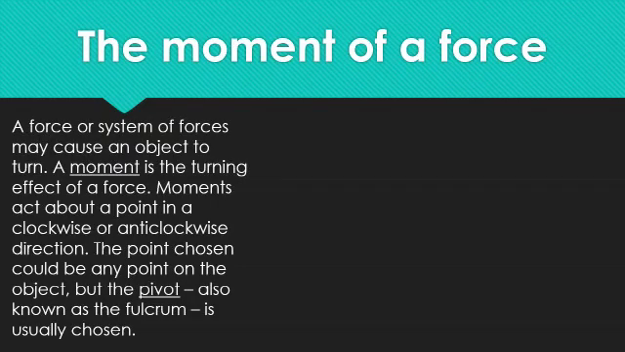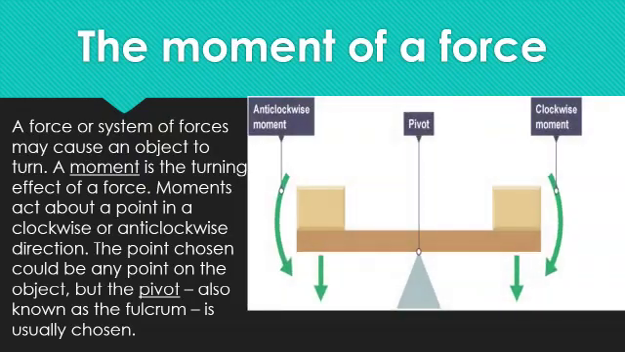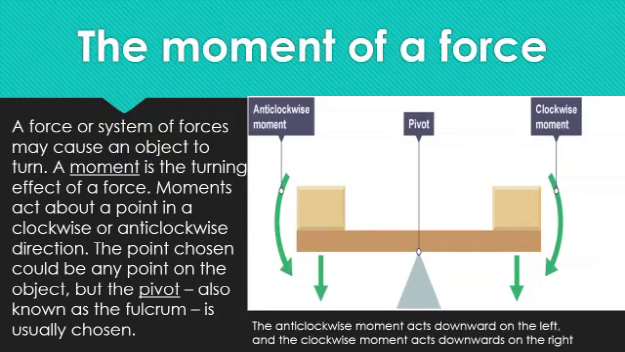The moment of a force. A force or system of forces may cause an object to turn. A moment is the turning effect of a force. Moments act about a point in a clockwise or anti-clockwise direction. The point chosen could be any point on the object, but the pivot, also known as the fulcrum, is usually chosen. In the picture, the anti-clockwise moment acts downward on the left, and the clockwise moment acts downwards on the right.